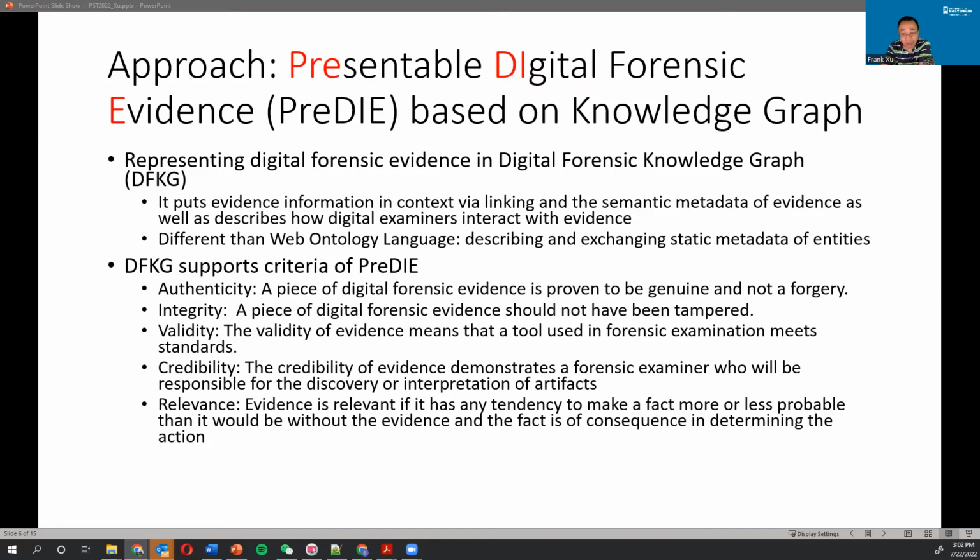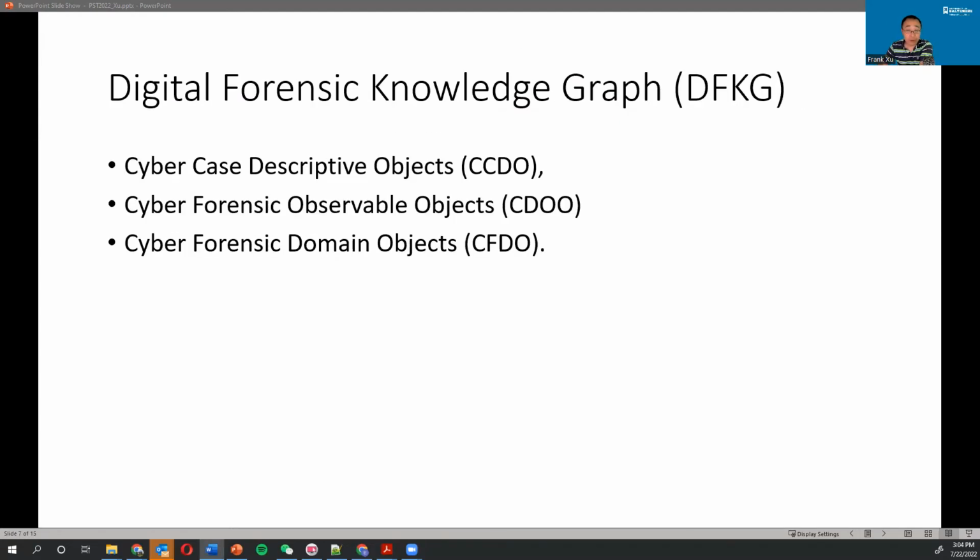Relevance. Evidence is relevant if it has any tendency to make a fact more or less probable than it would be without the evidence, and the fact is of consequence in determining the action. In the proposed approach, a DFKG consists of 3 types of objects: cyber case descriptive object, cyber forensic observable object, and cyber forensic domain object.